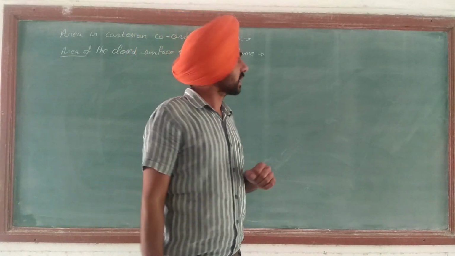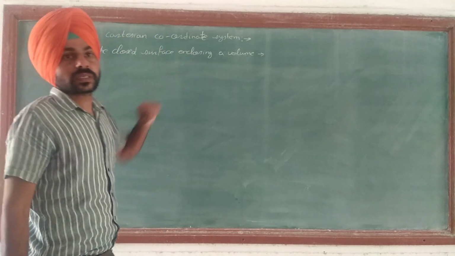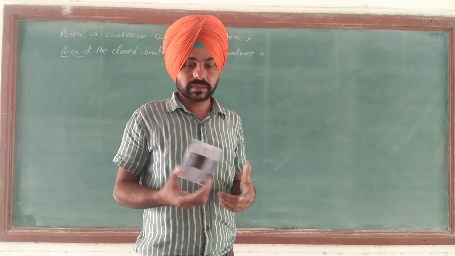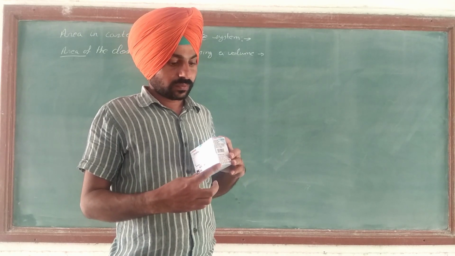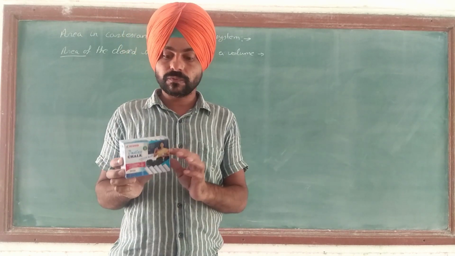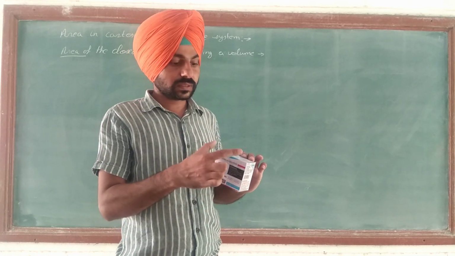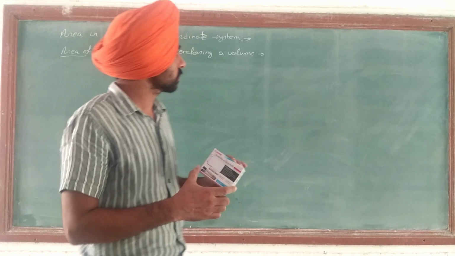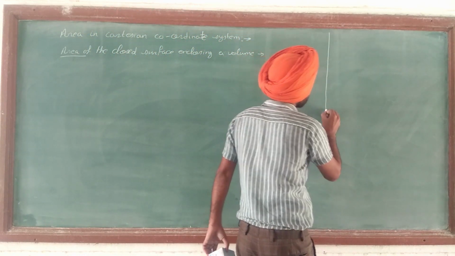Now we will discuss the area of a closed surface enclosing a volume. That means we have a surface like this. You can see we have 1, 2, 3, 4, 5 and 6 faces which enclose the volume, and all the surfaces have area vectors. So let us draw this diagram.